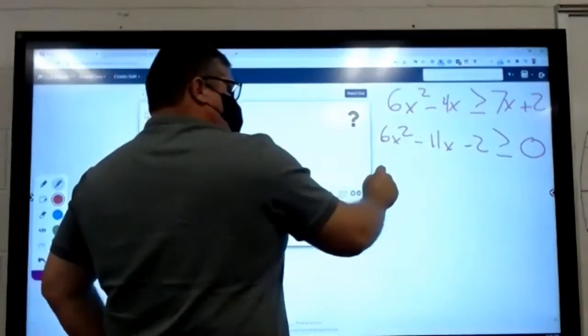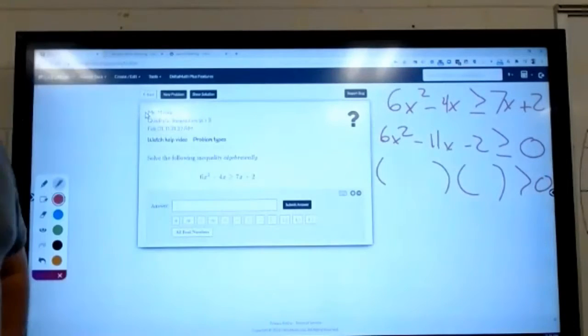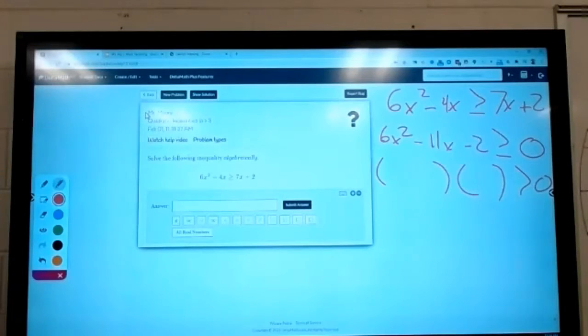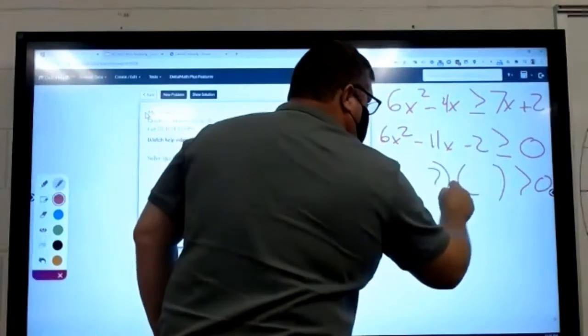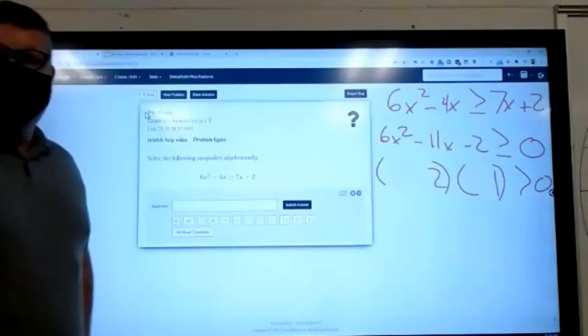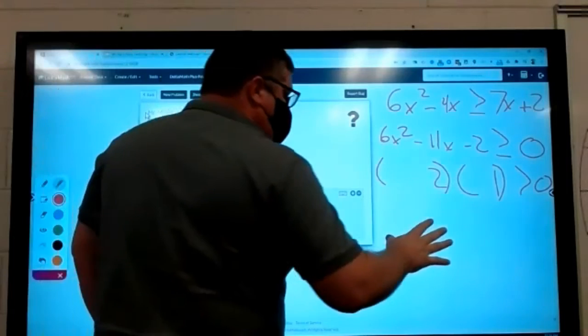Okay, so now let's factor this. What's the easy part on this one? The first part or the last part? The 6 or the 2, which one's the easy one? The 2, because there's only one option for that, isn't it? So there's only one choice.